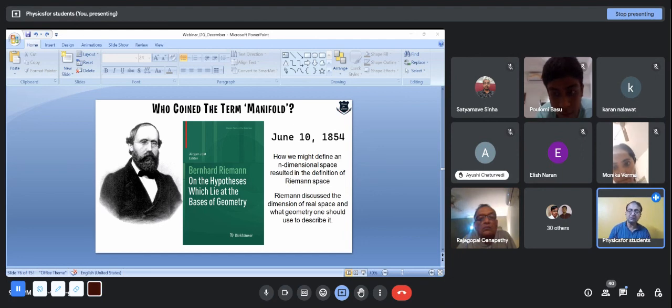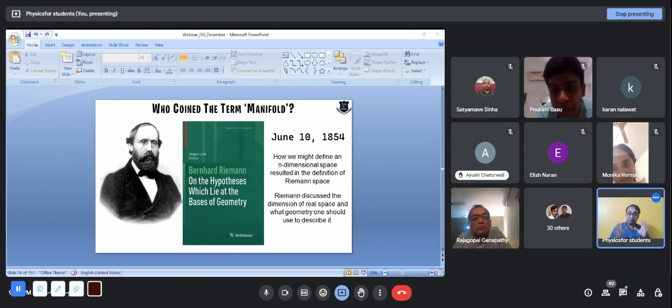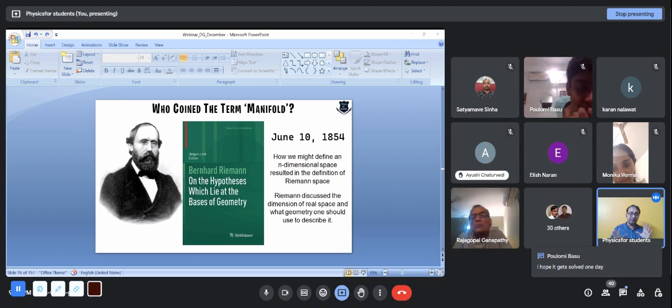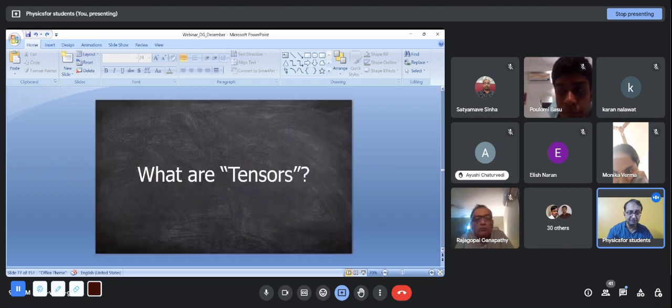It is called On the Hypotheses which Lie at the Basis of Geometry. The date was June 10th, 1854. And Riemann's problem, yes, absolutely, it is still unsolved. This is the work where he first laid the foundation of the manifold. Now it becomes very clear that Einstein was not aware of differential geometry and tensors, which were done much, much earlier than 1915, by Bernhard Riemann.